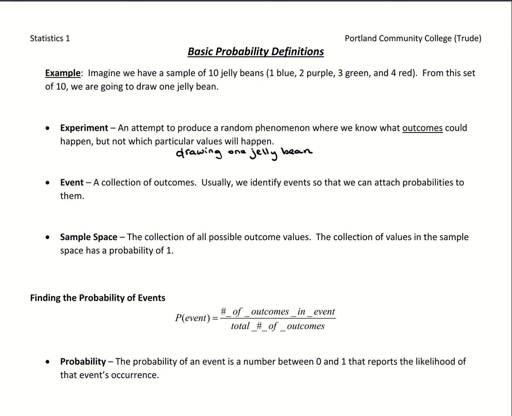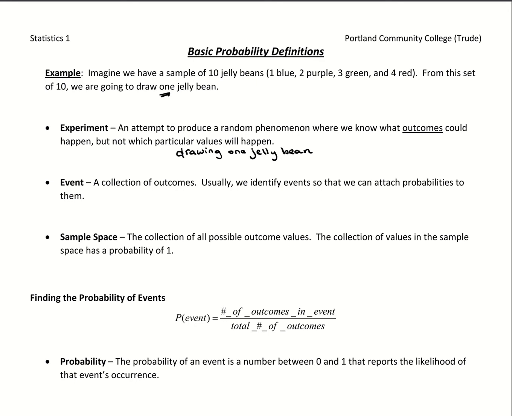This experiment could adjust depending on the wording of the problem. Say they want to know what would happen if we draw 3 jelly beans or 4 jelly beans. We can change the number of trials. In this case, our number of trials is just this 1 jelly bean. And with that, we want to know the possible outcomes that can occur.